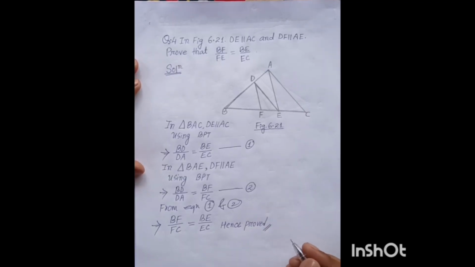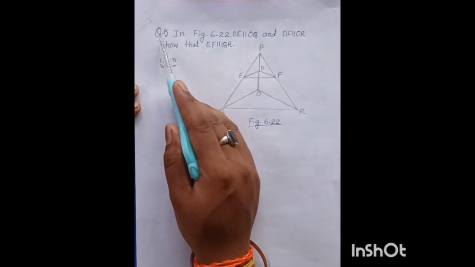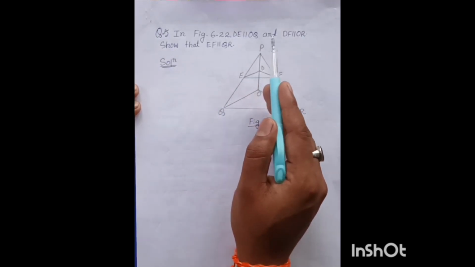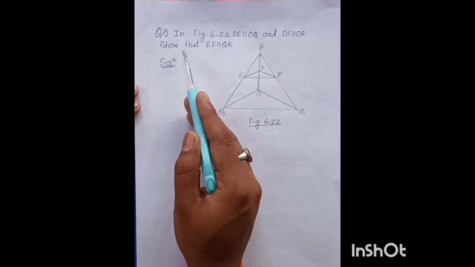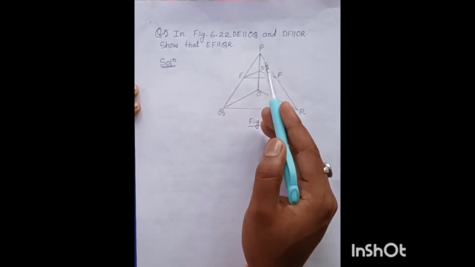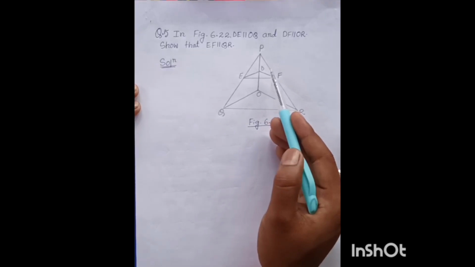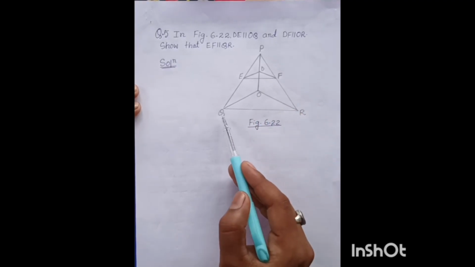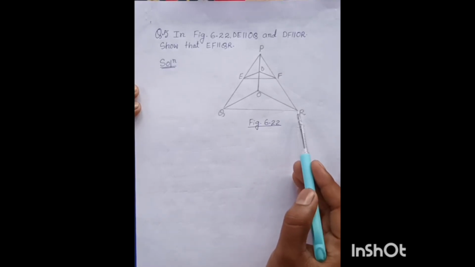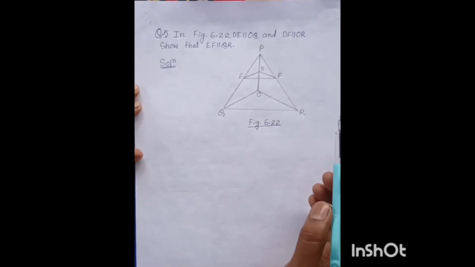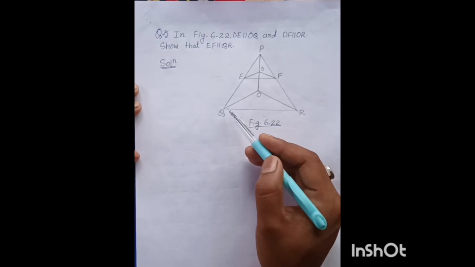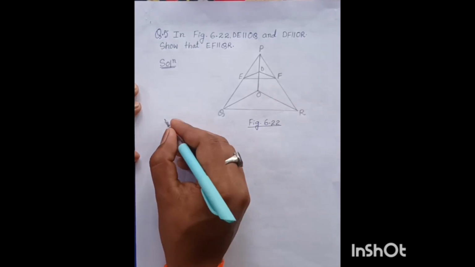Now we'll do question number 5. In figure 6.22, DE is parallel to OQ and DF is parallel to OR, so that EF is parallel to QR. This is the figure from the question, and we have to show that EF is parallel to QR. To show this, I will take two triangles from this figure: one is POQ and another is POR.